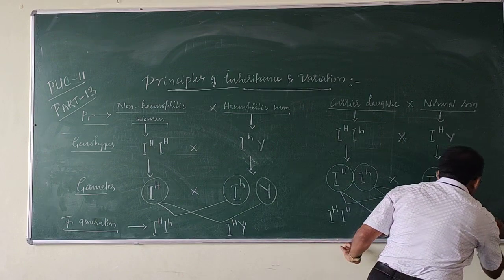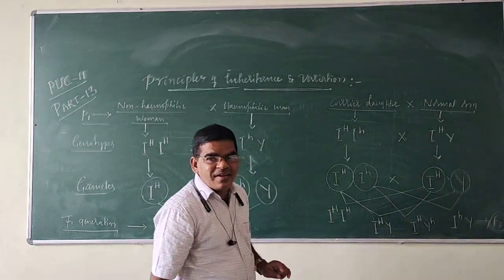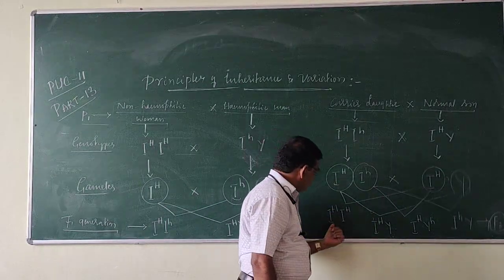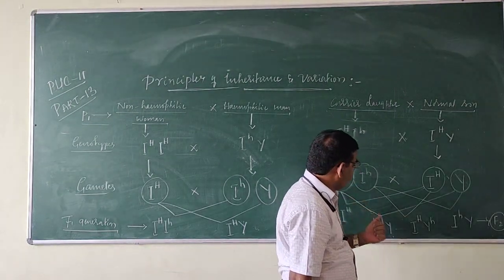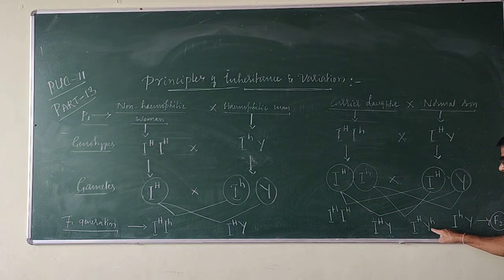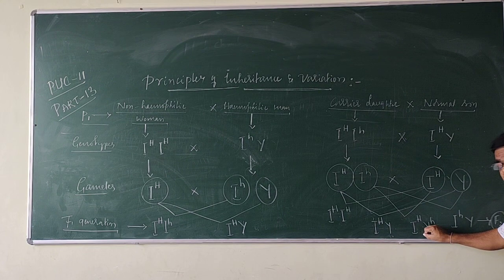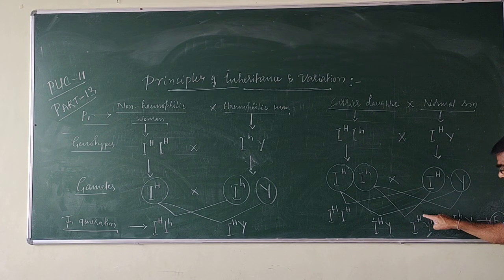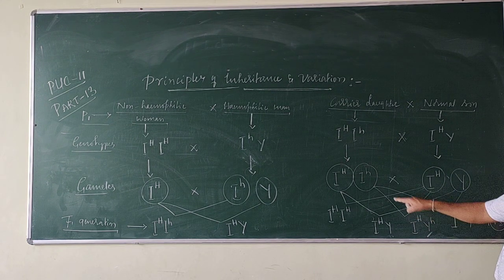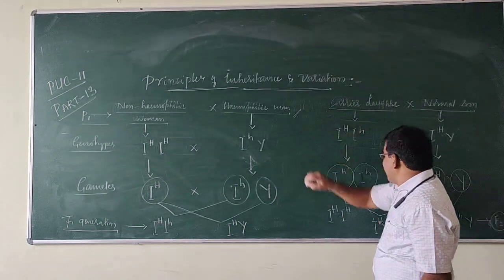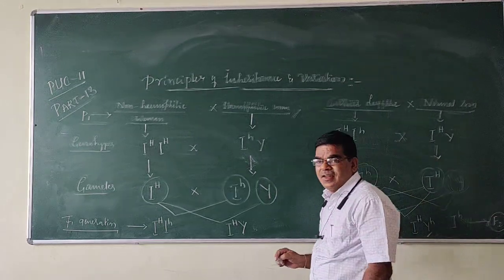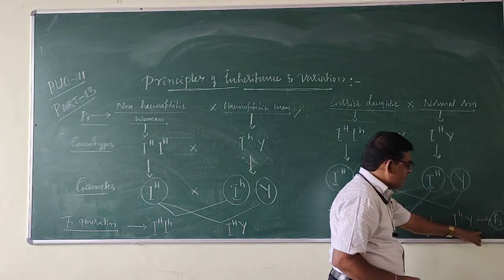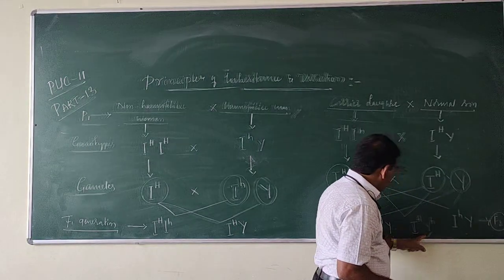Let's see the F2 generation. In the F2 generation, it's a normal female, normal male. So, normal daughter, normal female. This is a carrier. She carries the gene for hemophilia from the father's side. And a hemophilic son, hemophilic male in the F2 generation. Listen, in the F2 generation, the males are hemophilic. The daughter is a carrier.